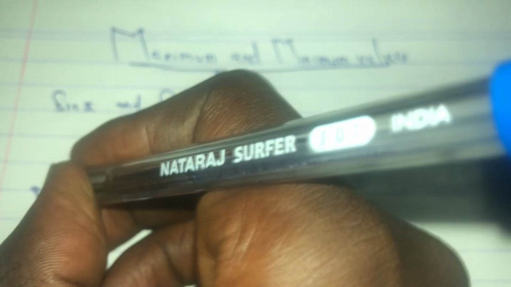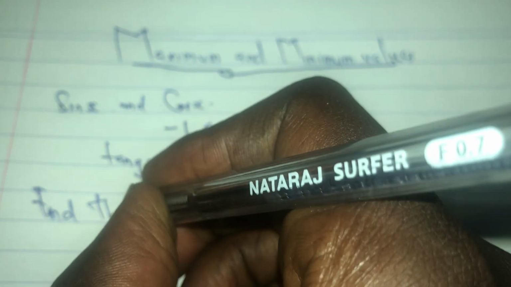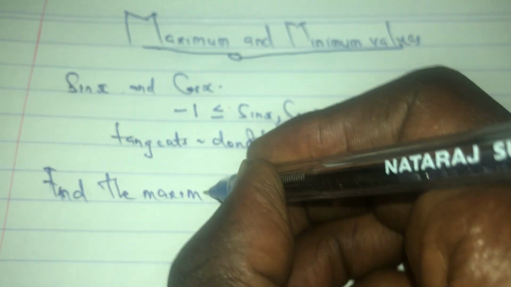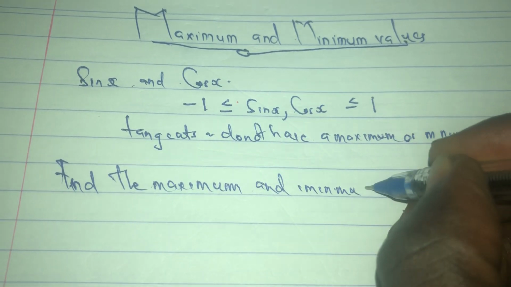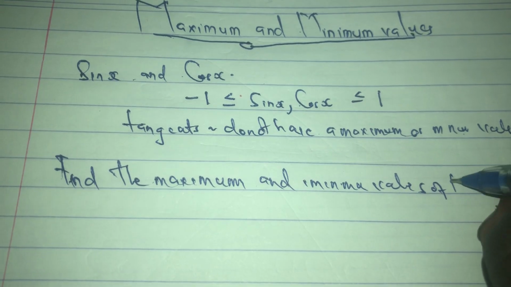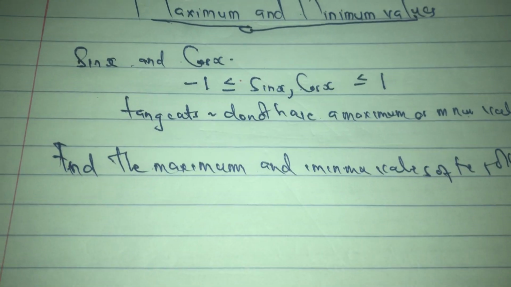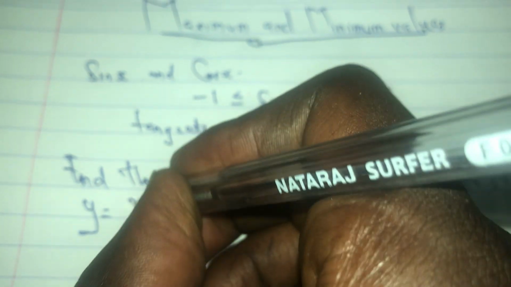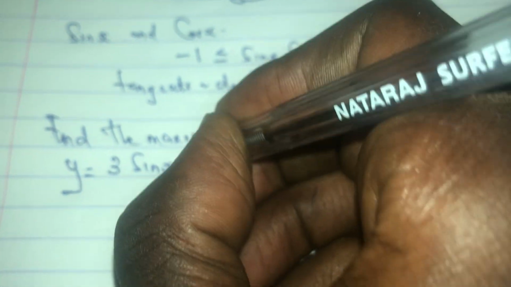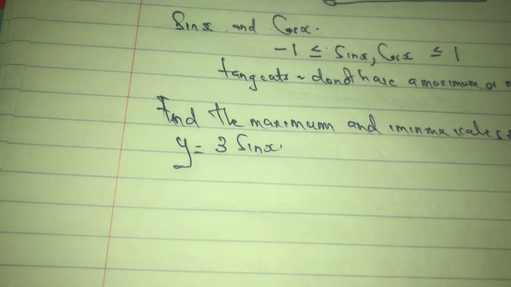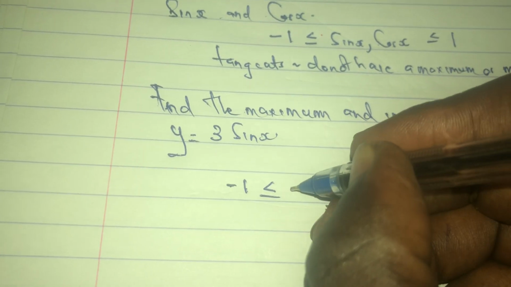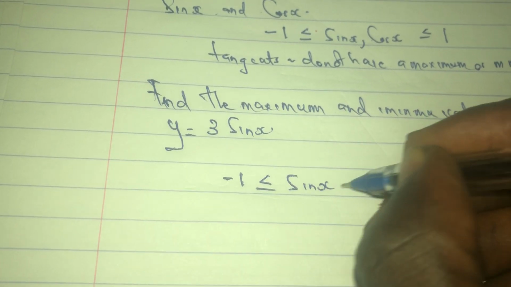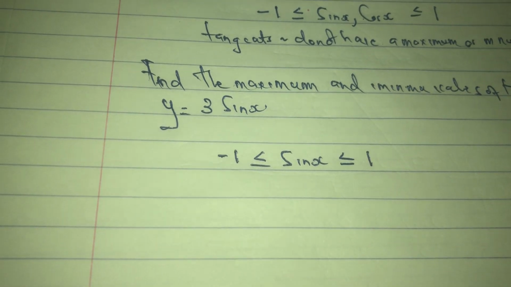They may give you a question: find the maximum and minimum values of the following. Let's say the first one, y equals 3 sine x. Are we together? So they give you this, they tell you find the maximum and minimum value. Remember we said -1 to 1 for sine. This is the range which they follow.